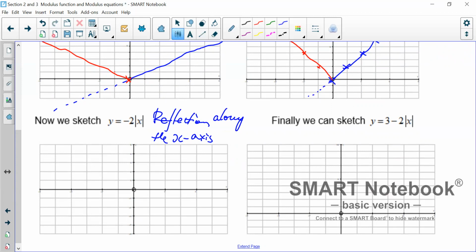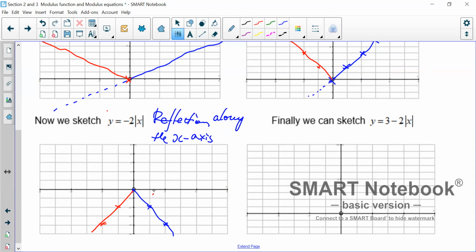So now you have to go through 1, minus 2, 2, minus 4, and so on. And the red part does a similar thing. So now before you had minus 1, 2, now it becomes minus 1, minus 2, minus 2, minus 4. So that's what the graph will look like. Okay.